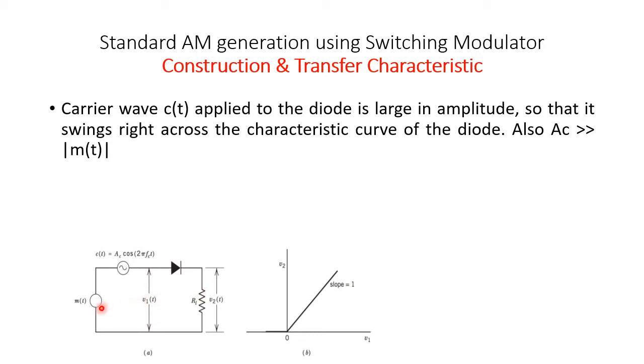V1 of t will be nothing but M of t plus C of t, right? So when the diode is on, it will act as a short circuit, so this V1 of t will be obtained at the output. So we can assume this diode is on when C of t is greater than 0, and when C of t is less than 0, this diode will be reverse biased, or open circuited, or off. So the output will be getting a 0. That is what is said in this transfer characteristic.